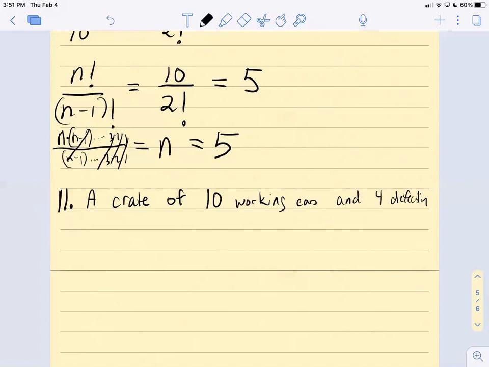So there's 10 working cars, total 14 cars. The question is, how many ways can 5 be selected if only 3 work?